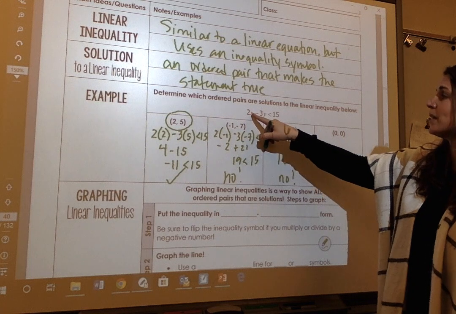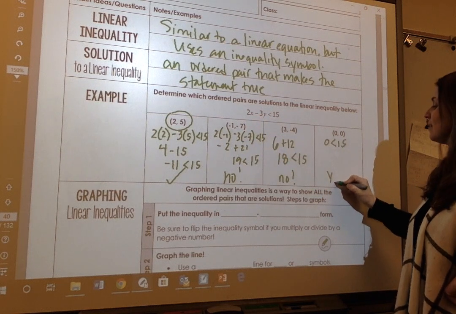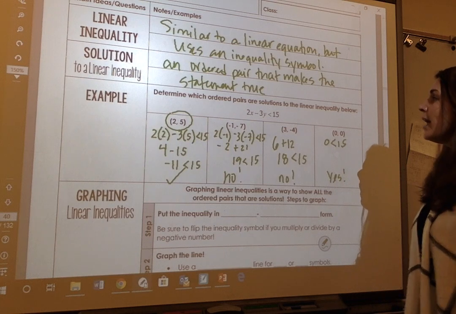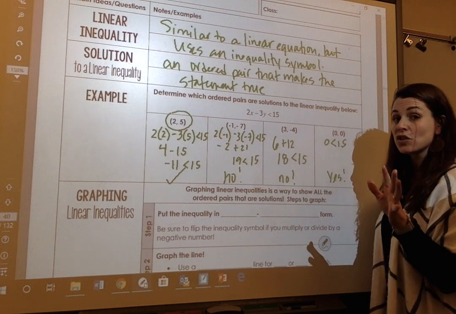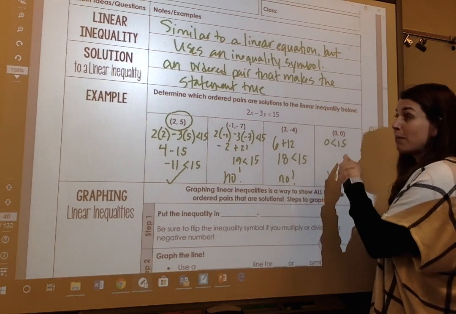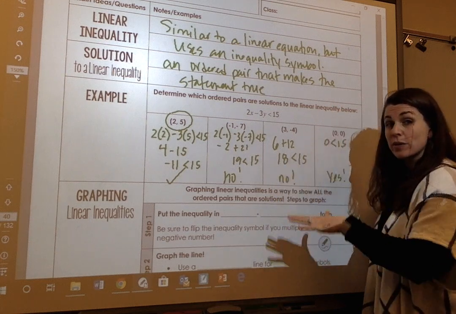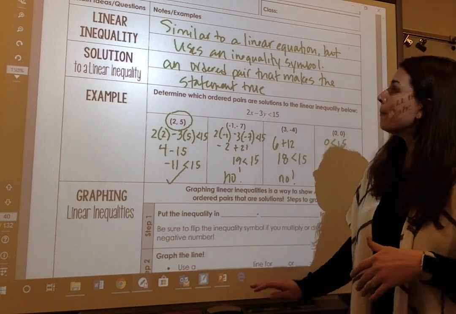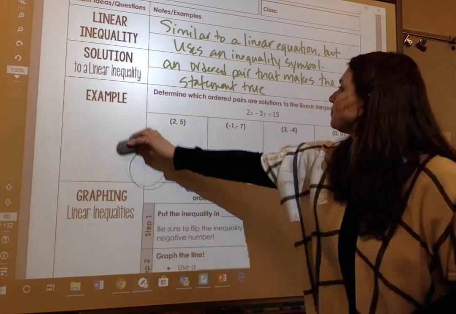Let's look at 0, 0. 0 minus 0. Is 0 less than 15? Yes, it's true. Now, out of all of these, which one was the easiest to do in your head? I'm going with 0, 0. So we're going to come back to this 0, 0 as we start checking our answers. So hopefully put that in your notes.